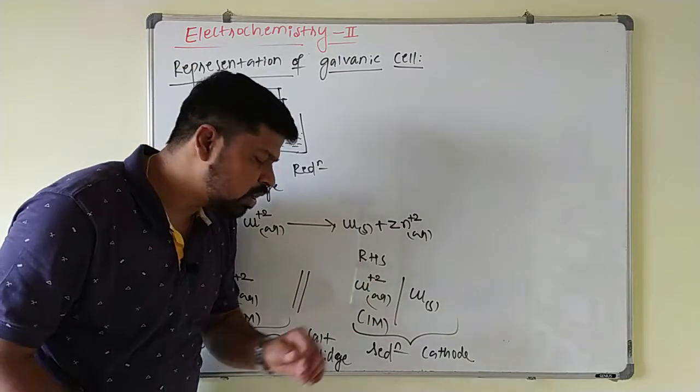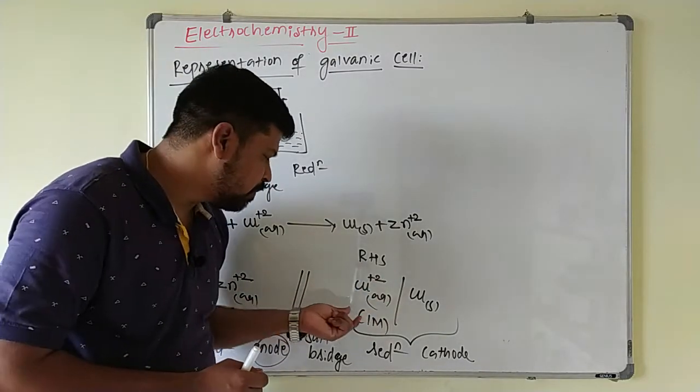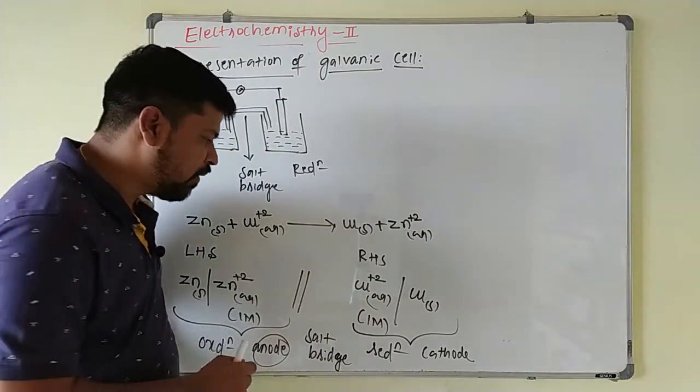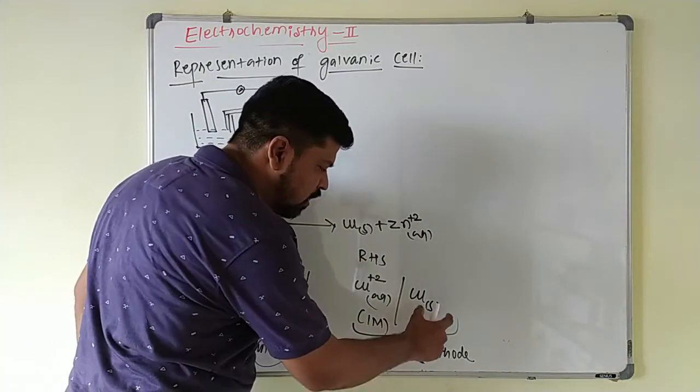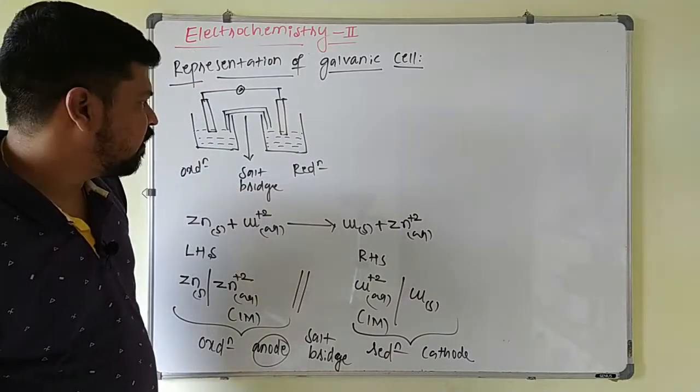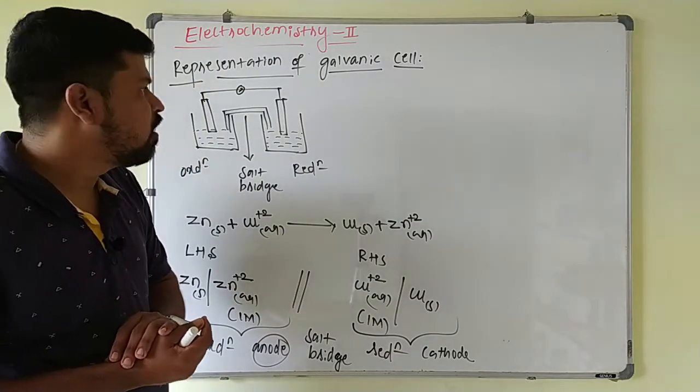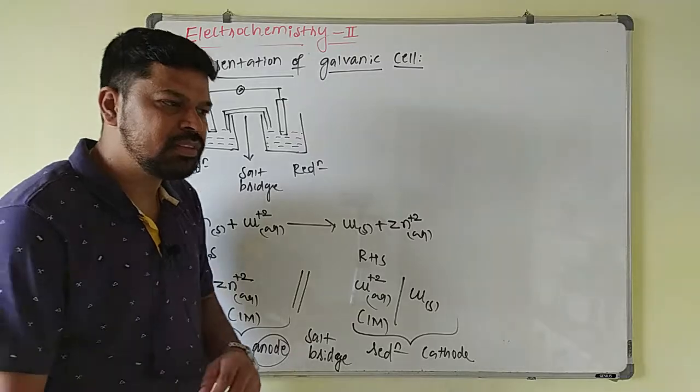And here this is what? Reduction half cell, that is nothing but vertical line is kept between electrolytic solution and electrode here. Okay, this is the representation of galvanic cell. We will write some other examples.